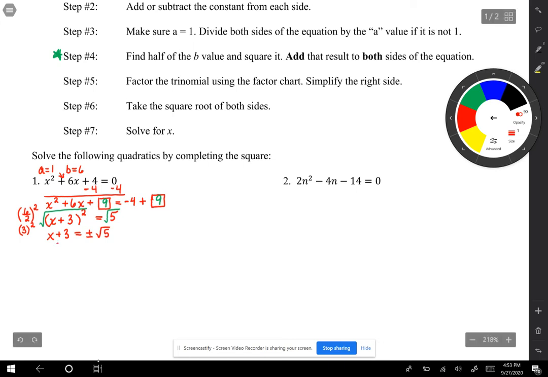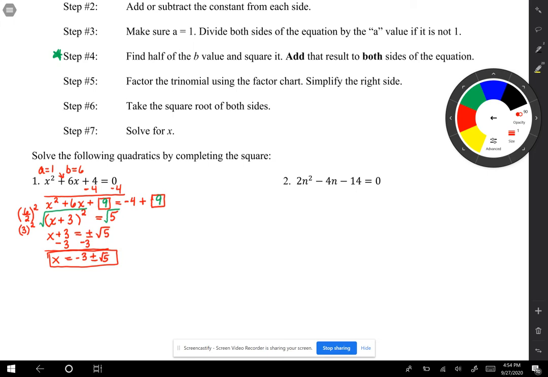And so last step, so just step 7, you're just solving. And remember, you shouldn't put it behind the square root of 5. Always put it in front so that your plus or minus is in the middle. There we go. And those are your two answers. So one of your answers is -3 plus the square root of 5, and the other one is -3 minus the square root of 5.